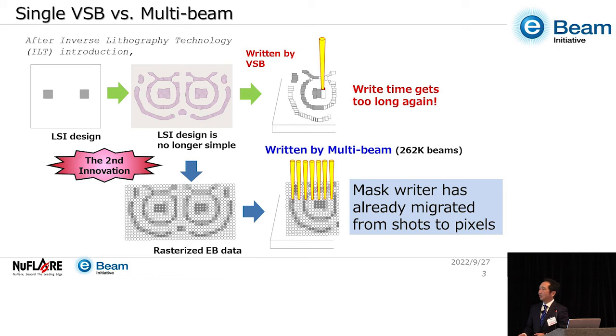And write time is not an issue anymore because figure was switched to pixel-based data processing. And mask writer has already experienced this transition from figure-based data handling to pixel-based data handling. So the point of my talk today is why not doing the same thing in MPC world?